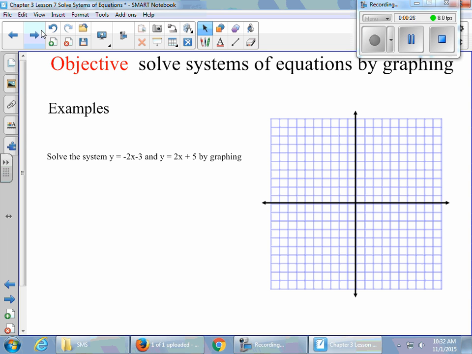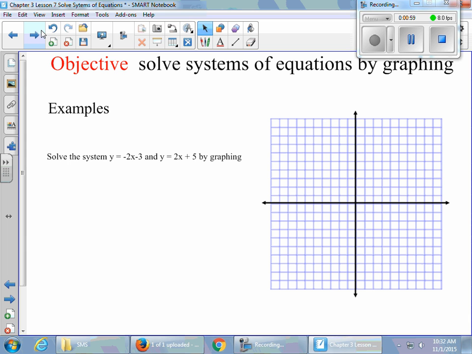Okay, we're going to jump into an example. Solve the system y equals negative 2x minus 3 and y equals 2x plus 5. What we're looking for is to see if these two lines have something in common. If they have a point of intersection in common, that is our solution, the intersection point. That's what we're really trying to find. So do these two lines intersect anywhere? And if so, we'll double check by putting that point into our equations, and if they equal out, that means that is our solution point.